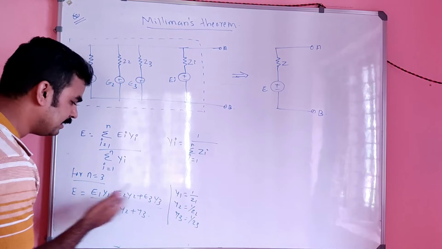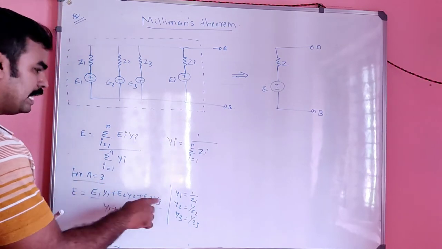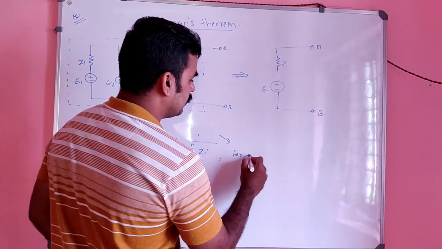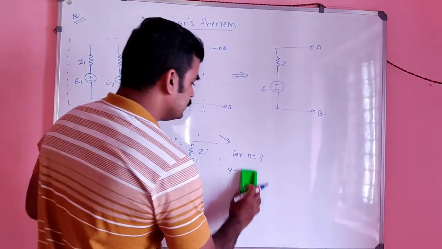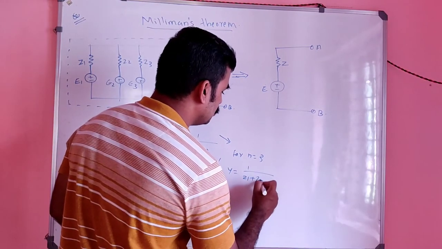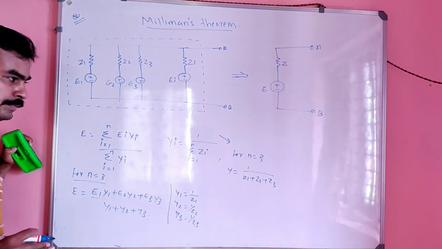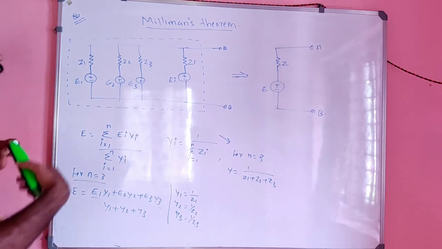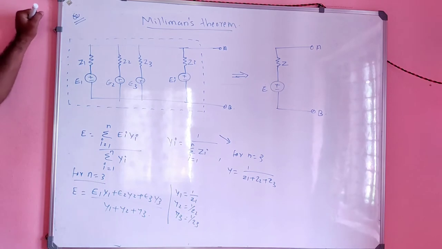Is it clear? So simply you can apply this and you will get an effective value of E, and similarly you can calculate the impedance. For n equal to 3, you will get Y equal to 1 by (Z1 plus Z2 plus Z3). Is it clear? So this is the concept of Yi. Is there any doubt? When we deal with a problem, this will be very, very clear to you. So this is the concept of Millman's theorem.